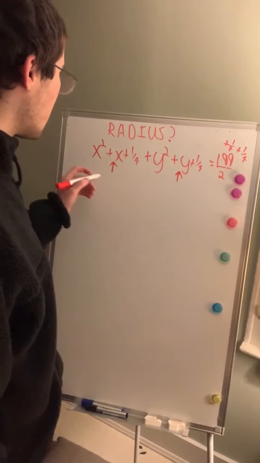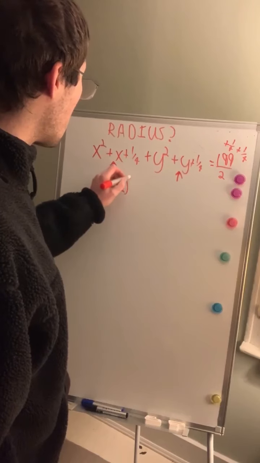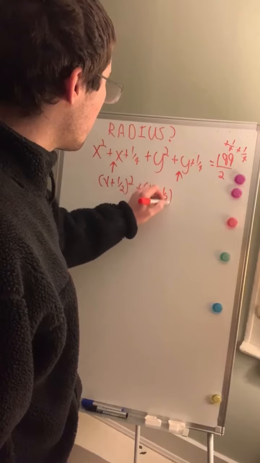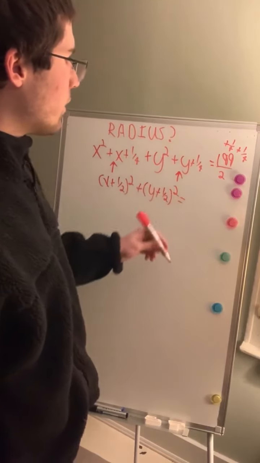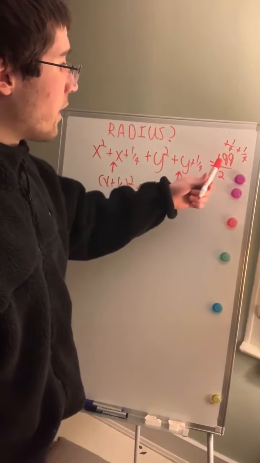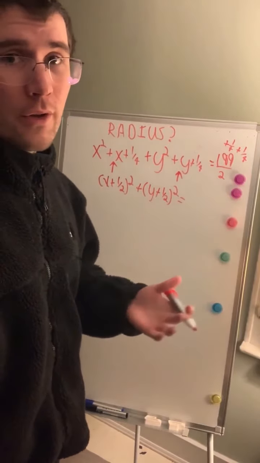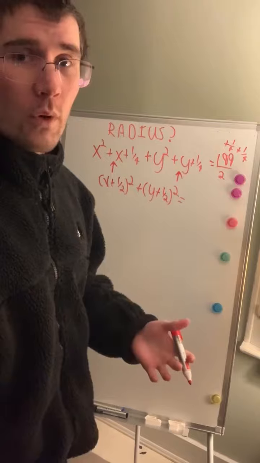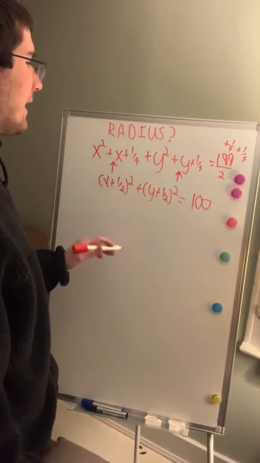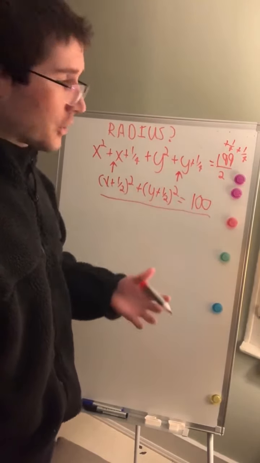And so when we factor these, we'll have (x + 1/2)² + (y + 1/2)². And that is going to equal 1/4 + 1/4, which is 1/2. We have 199 halves, so now we have one more. That means we have 200 halves, or just 100. So this equals 100. And now we have the standard form for a circle.